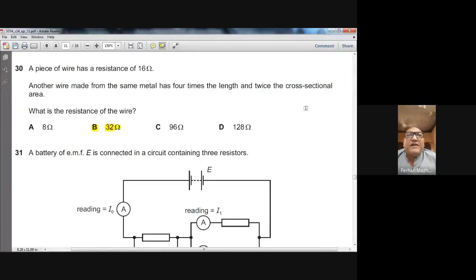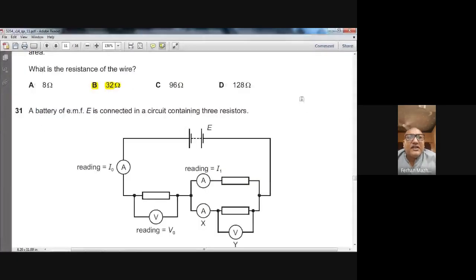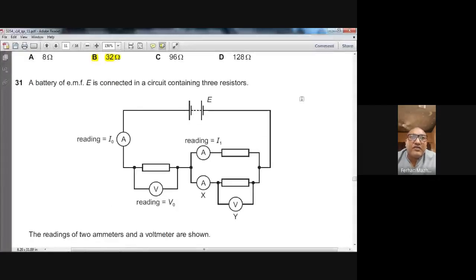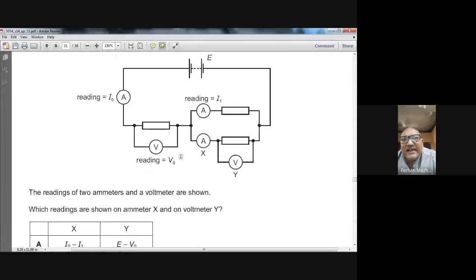A battery of EMF is connected in the circuit containing 3 resistors. The readings of the 2 ammeters and the voltmeter are shown. So this is measuring the current coming from the battery. This measures how much current is flowing to this branch and how much current is flowing to this branch. Let me reduce the size first so you can see the whole question. Which readings are shown on the ammeter X and the voltmeter Y?